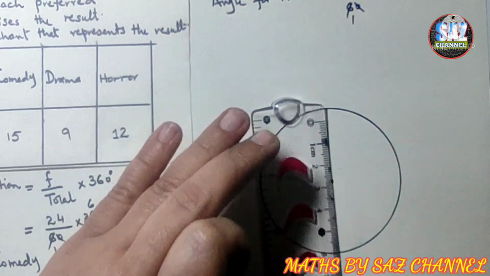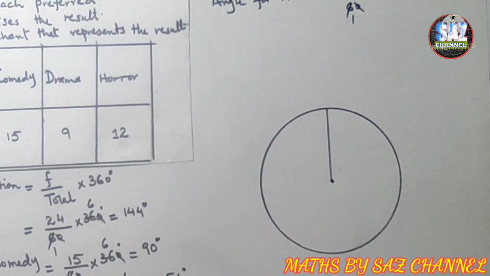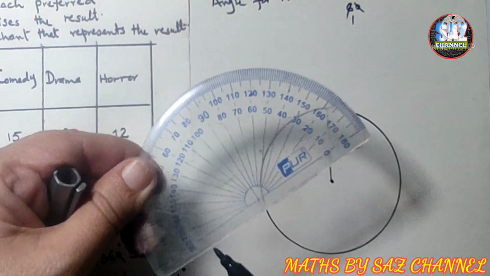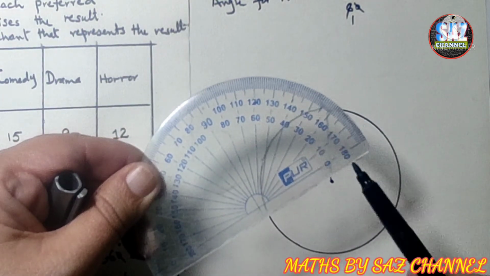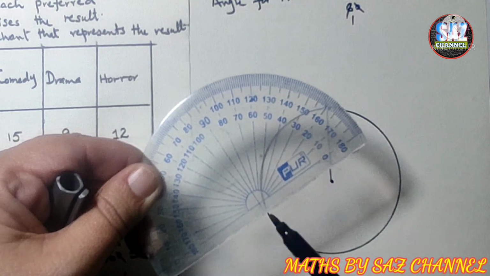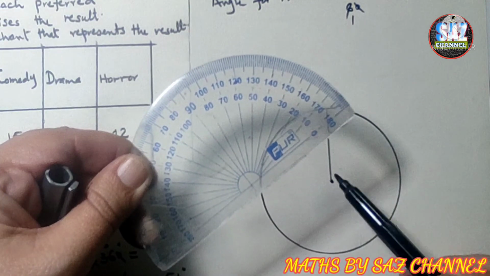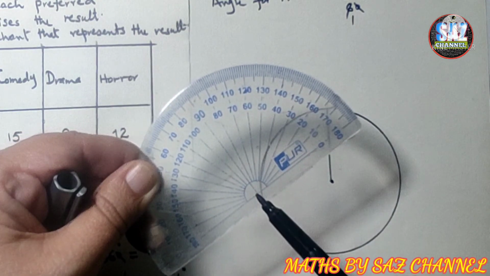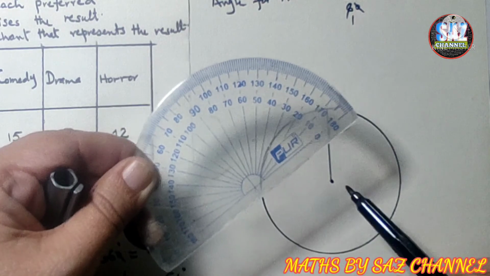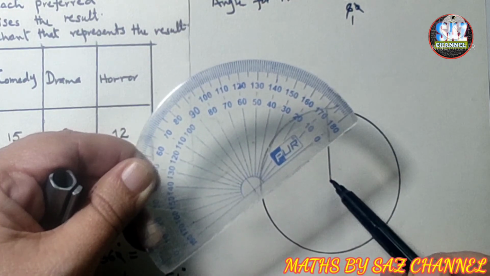Then it's time to hold the protractor and see. This is your protractor and this is the zero line of the protractor, and the zero line of the protractor must hide this radius, and this point of intersection of the protractor has to come at the center of the circle.